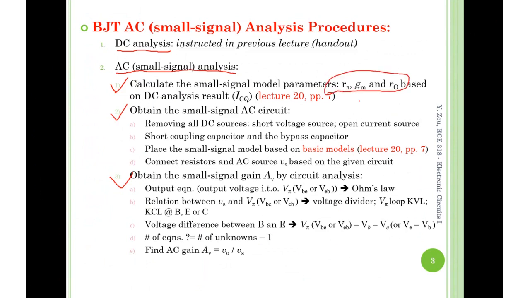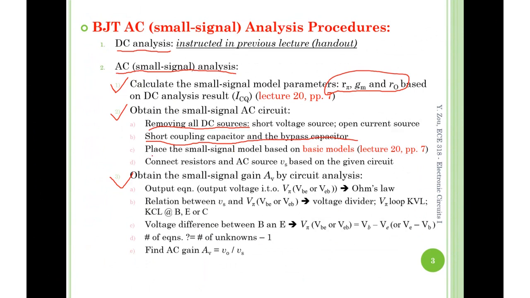Second step is to find the circuit. How to find the circuit? Everything is regular: remove the DC sources and short the capacitors. Of course, be very careful. We have two types of capacitors, coupling and bypass, and the bypass is a tricky one. Bypass is a very meaningful name, because when you short it, it might bypass something in parallel. Does it make sense? So be very careful.